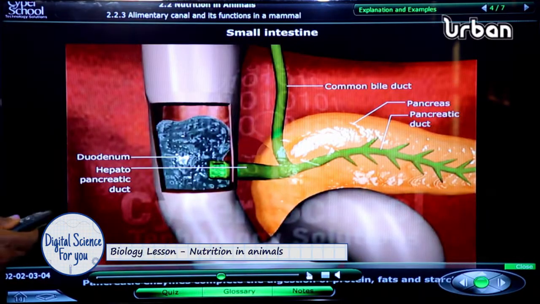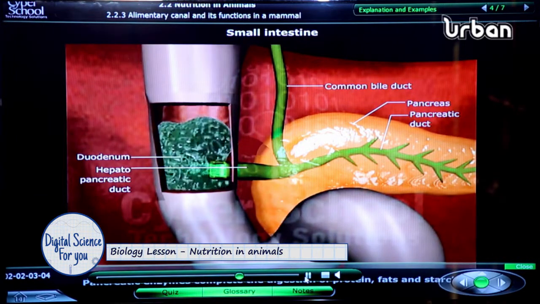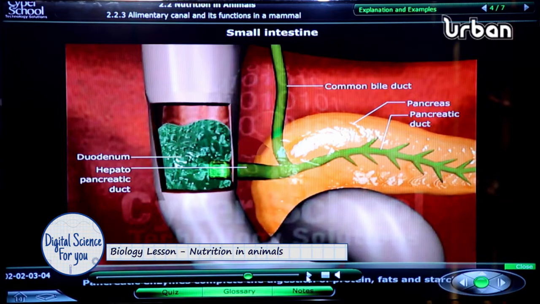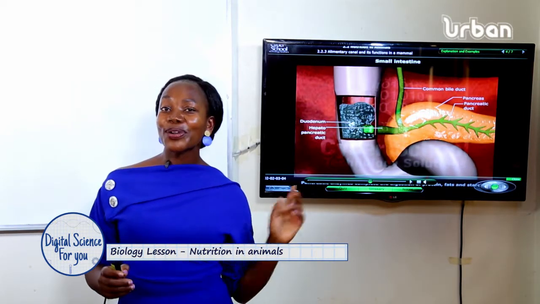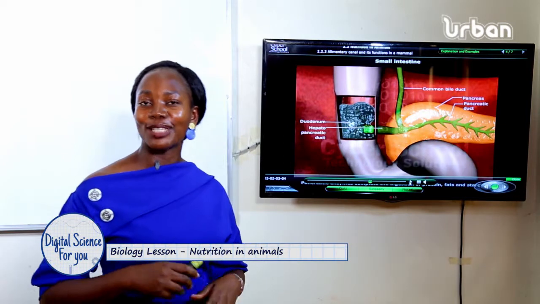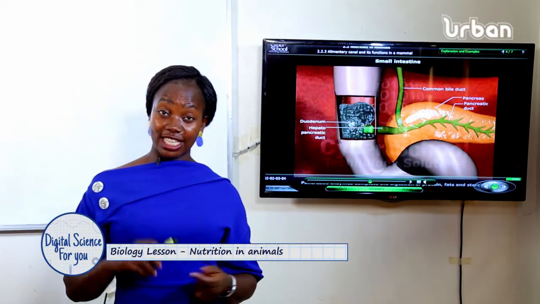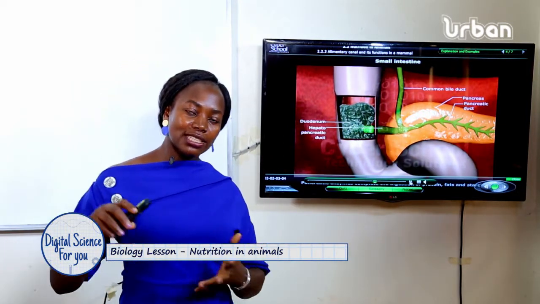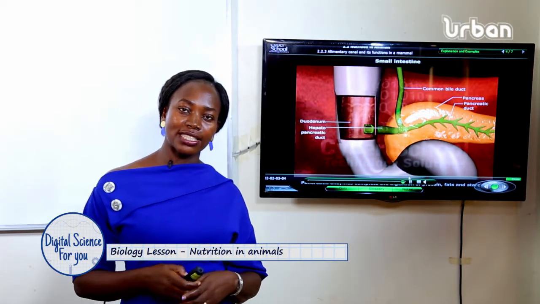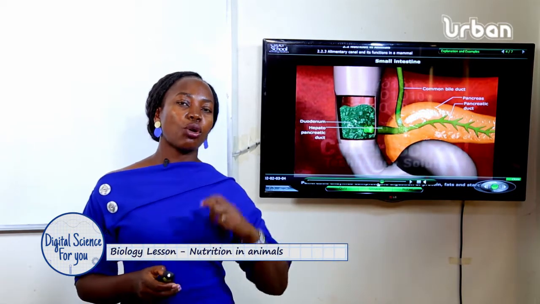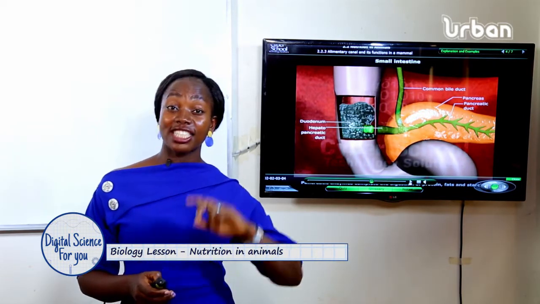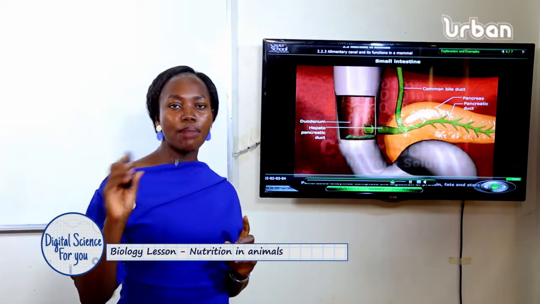Now, remember we said that the pancreas also secretes a juice. That pancreatic juice actually contains the enzymes that carry out digestion at this point. Pancreatic juice contains about 3 enzymes. One of them is trypsin that breaks down proteins into peptides or peptides into polypeptides. Then we have pancreatic amylase, which continues breaking down starch into maltose.